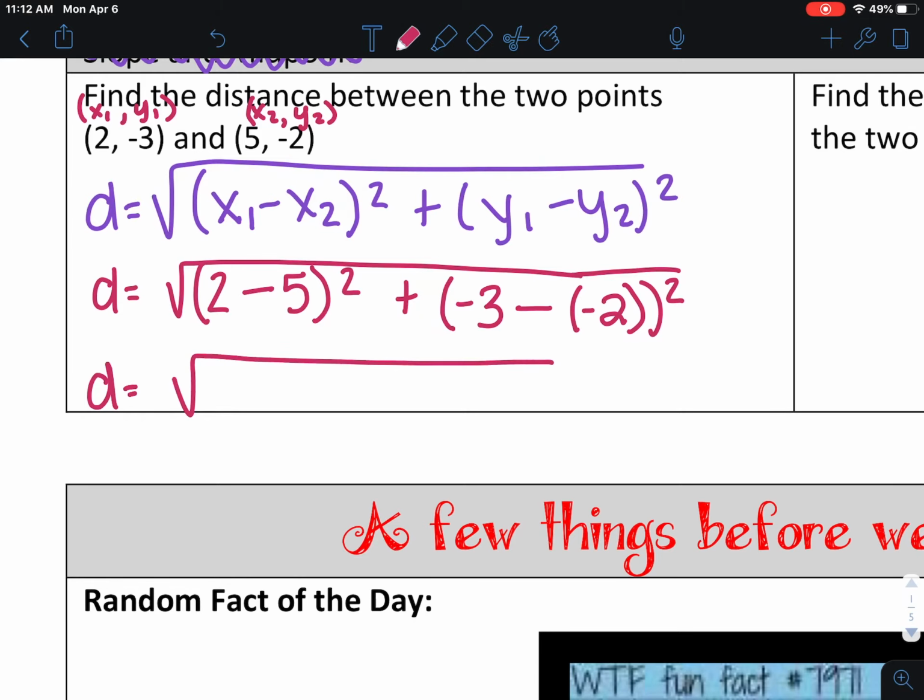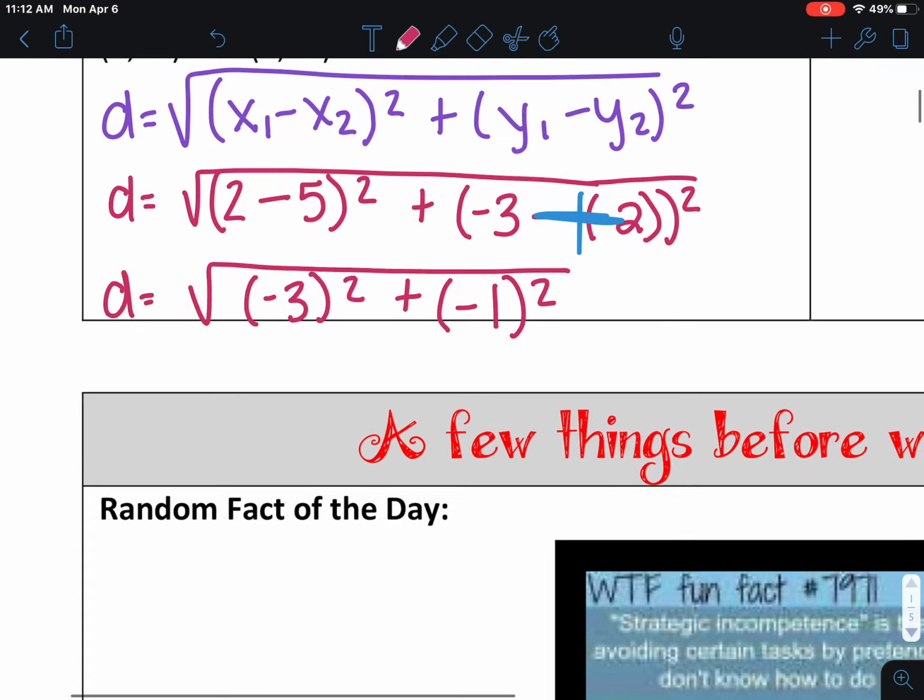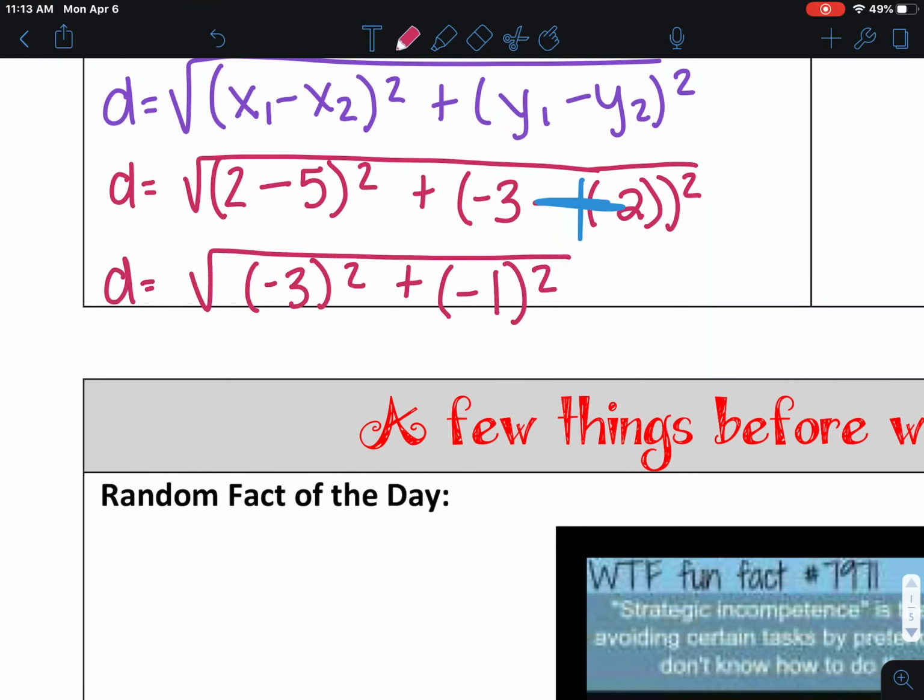So 2 minus 5 is a negative 3 squared plus negative 3 minus negative 2, which is kind of like two negatives make a positive. So negative 3 plus 2 is negative 1 squared. Anytime you square a negative, it becomes positive. So d equals the square root of negative 3 times negative 3 is 9, plus negative 1 times negative 1 is 1. So I'll have distance equals the square root of 10.